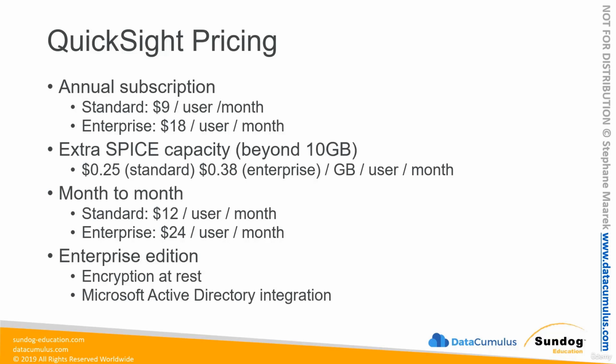If the 10 gigabytes that comes standard with QuickSight for SPICE capacity is not sufficient for you, you can purchase additional storage per user as well. For standard, that will come at 25 cents per gigabyte per user per month. Or for the enterprise plan, that will be 38 cents per gigabyte per user per month. And if you don't want to commit to a full year and an annual subscription, you can also do month to month. It is going to cost you more. For a standard plan, that's $12 per user per month. And for enterprise, $24 per user per month.